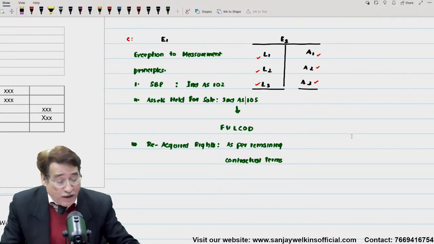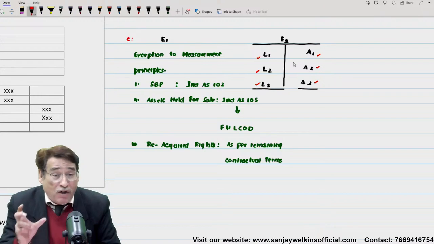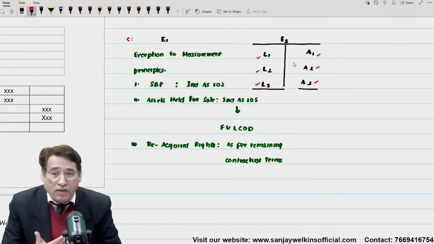Everyone is telling me the right answer. Yes, the general rule is that whatever assets and liabilities are appearing in the balance sheet will have to be recorded at fair value. But now, what is the exception here?